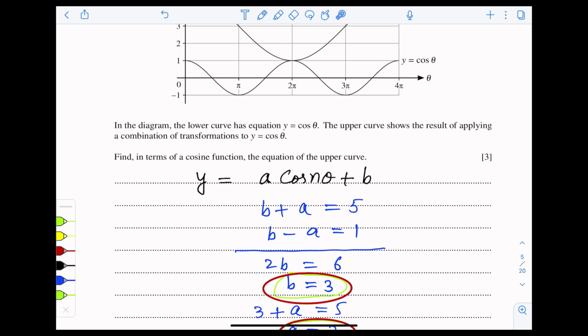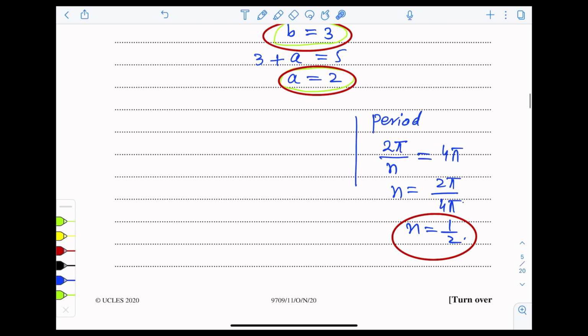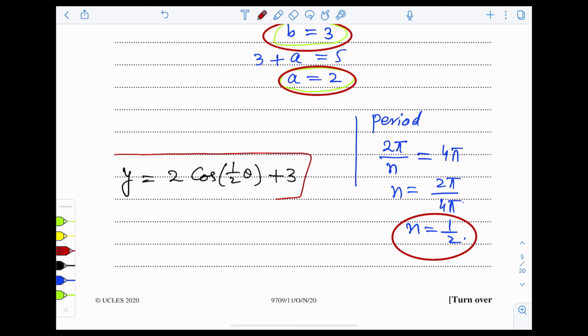यहाँ पे पुट करेंगे तो हमारे पास अपर कर्व की इक्वेशन आ जाएगी। तो अपर कर्व की इक्वेशन हमारे पास आएगी, putting the values of a, b and n. Y is equal to 2 cos 1/2 theta plus 3. These are the multiple transformations on the lower curve. This is the equation of the upper curve.